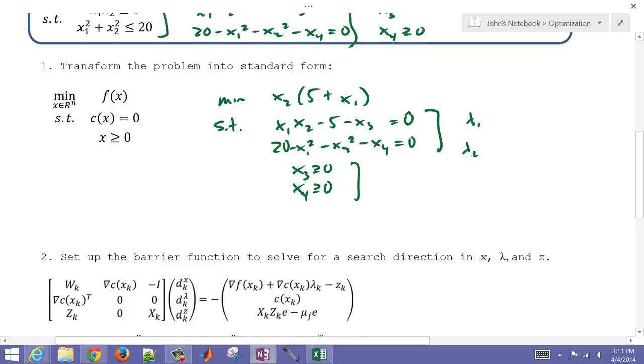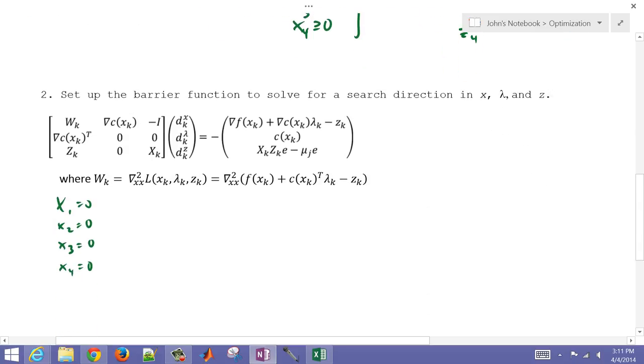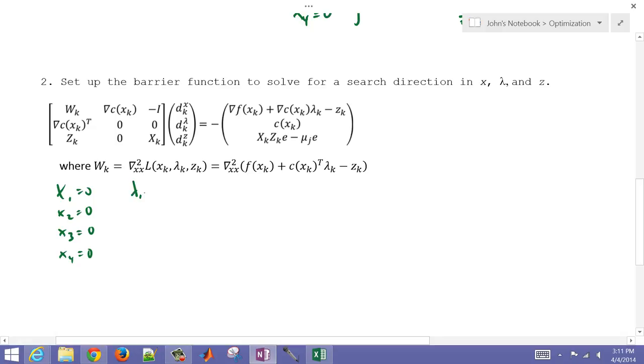associated with these two equality constraints, and then we're also going to have a z3 and a z4 associated with these two inequality constraints. So z1 and z2, we're going to assume that those are there, just like we assume that x1 greater than 0 and x2 greater than 0 are there as well. So what do you guys want to guess for lambda 1 and lambda 2? Okay, let's just guess 0.